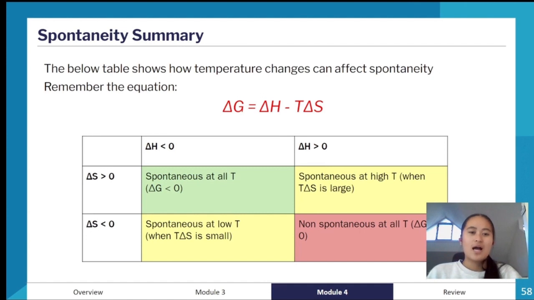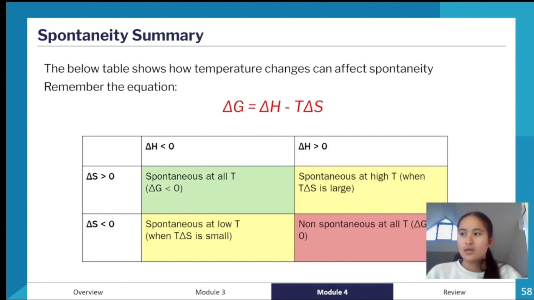On the opposite side, if delta H is greater than 0, so if it's an endothermic reaction, and delta S is less than 0, so it's more organized than disordered, then it won't be spontaneous at all T. So if that delta H is much bigger than that delta S, and that delta S is negative, then the negative times the negative will cancel out. It will be positive. It will be non-spontaneous for all T.